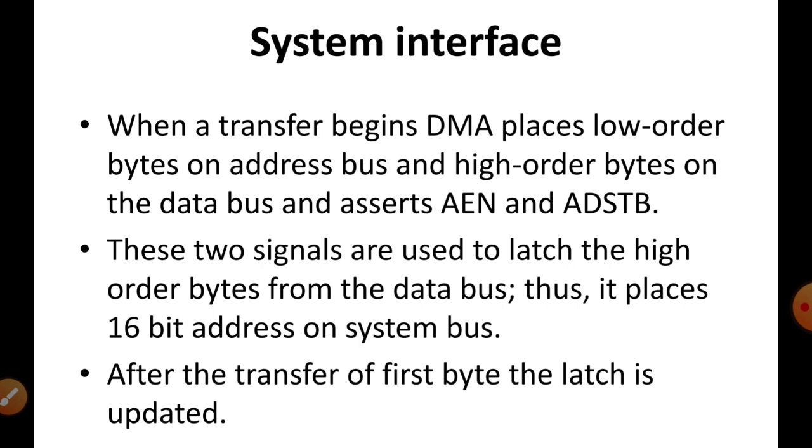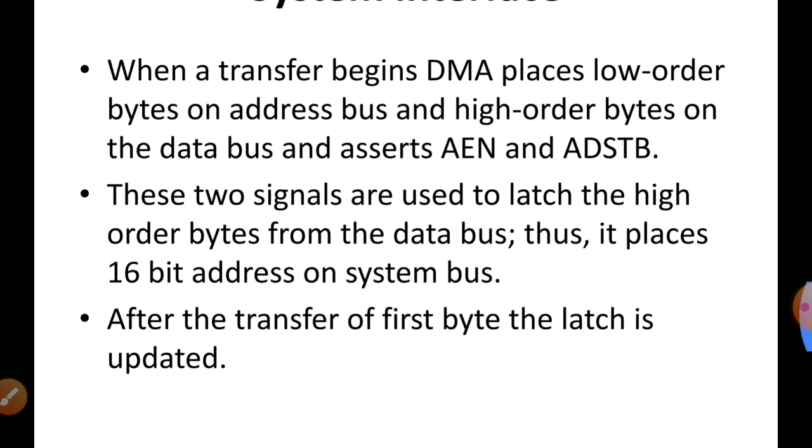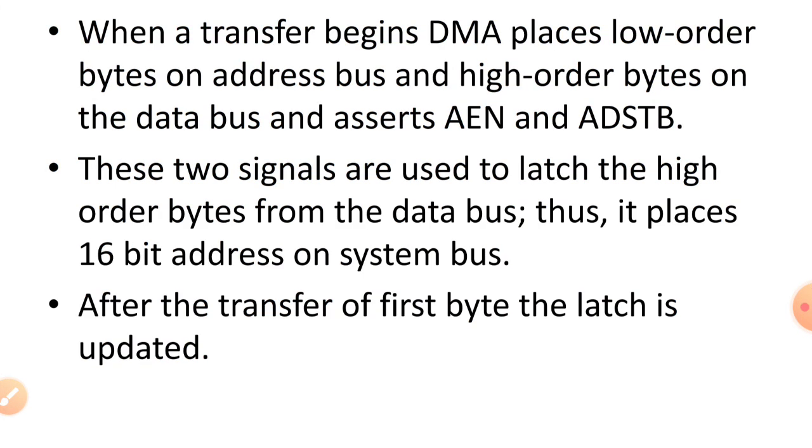Now, as far as the system interface is concerned, when the transfer begins, the direct memory access controller places the lower order bytes on the address bus and the higher order bytes on the data bus. This is possible only when it asserts the AEN and ADSTB signals, address enable and address strobe, through which the higher order bytes are placed on the data bus. These two signals are used to latch the higher order bytes from the data bus. So, that is why it is going to place the 16-bit address on the system bus. And after the transfer of the first byte, the latch is going to be updated.